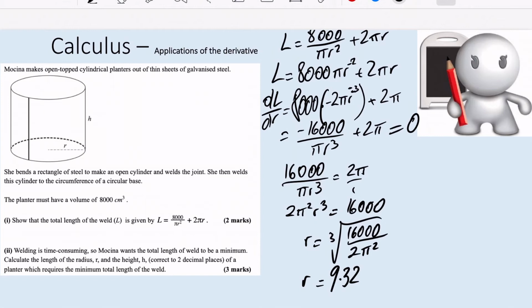Alright, what I want to do next is test that to see if it's a minimum. So 9.32 is there. One value above 9.32 is 10 and one value below it is 9. And when I substitute 9.32 into dl/dr, which is, I'll just highlight it here for you, which is there. When I substitute 9.32 into dl/dr, of course I'm going to get 0, right?